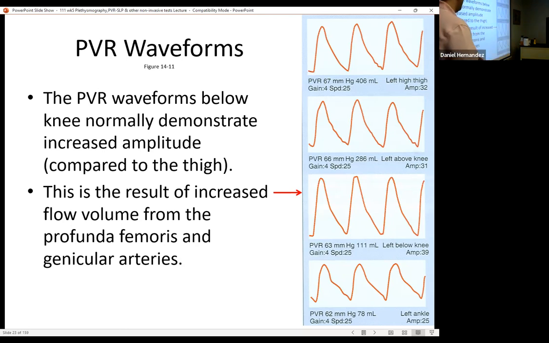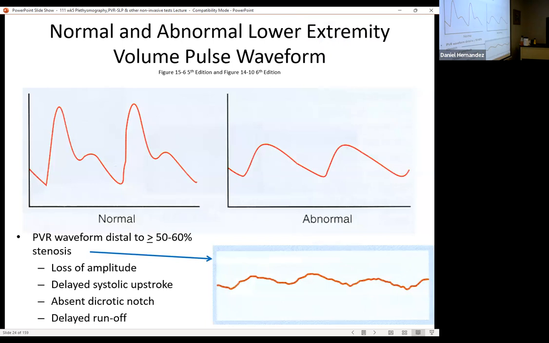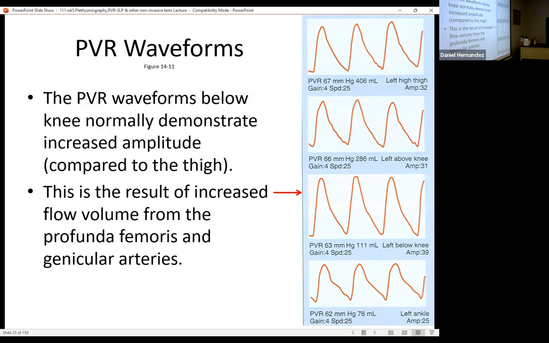Something you might notice is that below the knee, the calf cuff tends to have a higher amplitude, just because we're getting flow volume from both the profunda and the popliteal arteries. So you're getting some increased flow there. But that's normal.